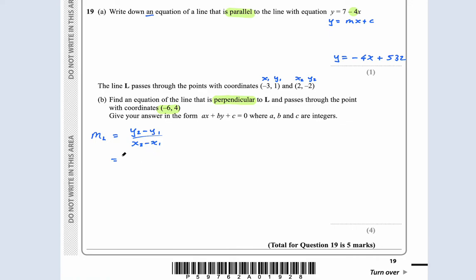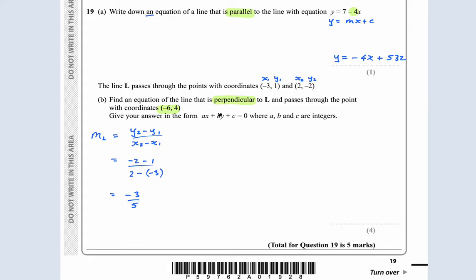y2 is minus 2, and y1 is 1. So it's minus 2 minus 1 over 2 minus negative 3. Be careful. 2 minus minus 3 gives me minus 3 over 5. So that's the gradient of L.